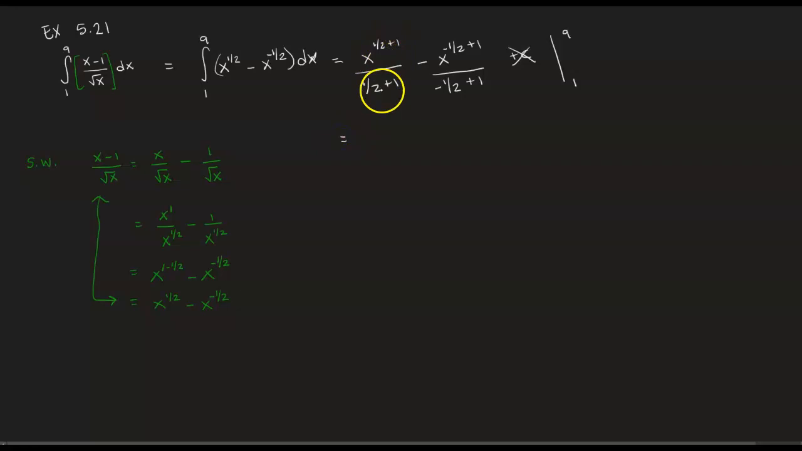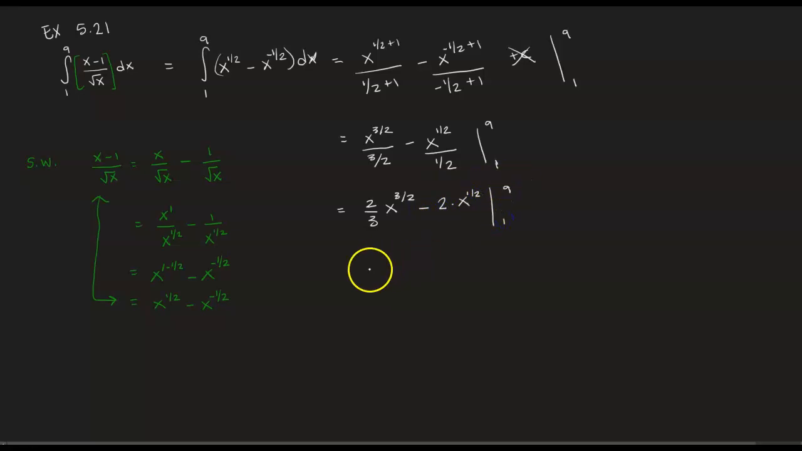x to the 1/2 plus 1, that's the same thing as saying x to the 3/2, which means we're dividing by 3/2. The next term, x to the negative 1/2 plus 1, would become x to the positive 1/2 divided by positive 1/2, evaluating between 1 and 9. Dividing by fractions is overly complicated, so I'm going to flip my fractions and multiply them. So I've got 2/3 x to the 3/2 minus 2 times x to the 1/2, and we're evaluating from 1 to 9.